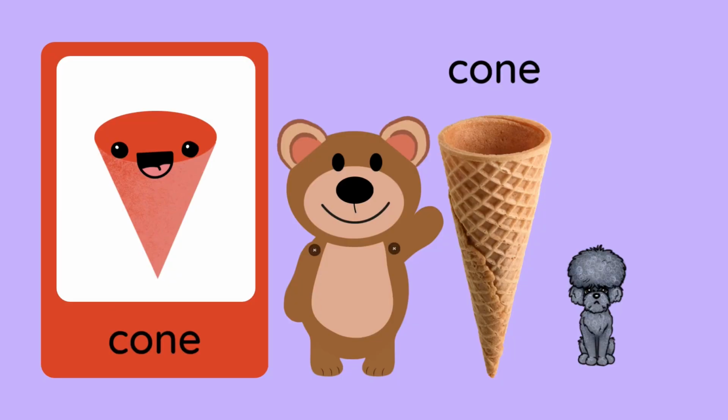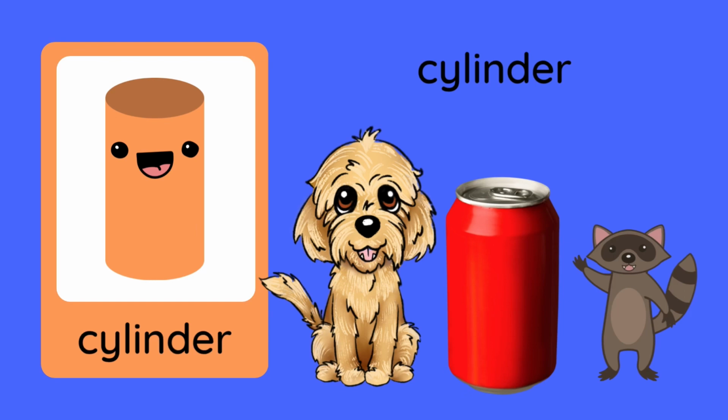Cone. We all know a cone holds our favorite ice cream. Cylinder. A cylinder is shaped just like a can.